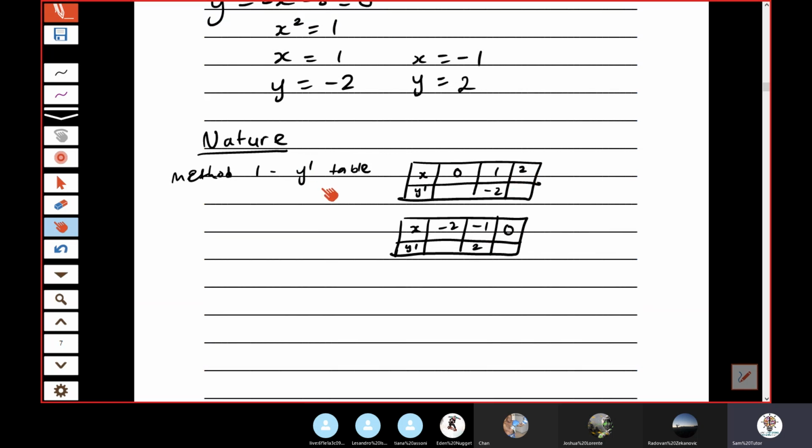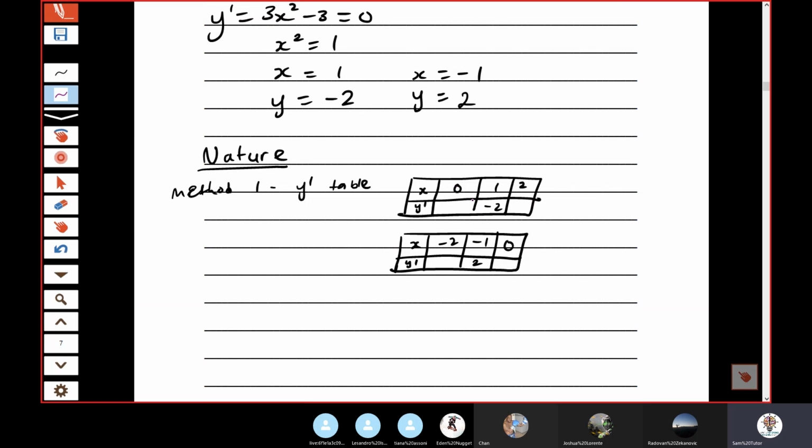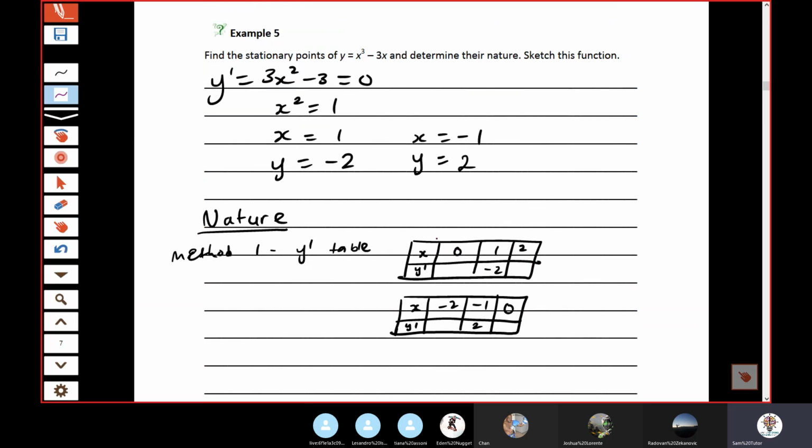Okay, and then we're just going to sub it back into our y dash. That's why it's a y dash table. So sub these numbers into here. So 0, take away 3, negative 3. Sub 2 into here, 9. Sub negative 2 into there, should still be 9. Sub in 0 will be negative 3.